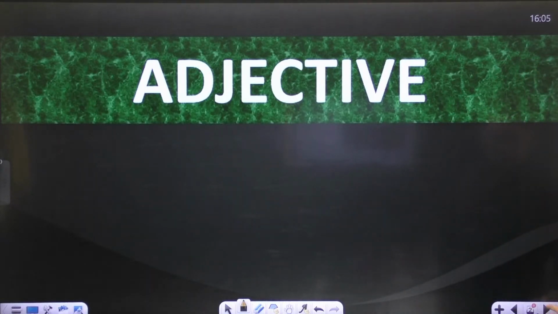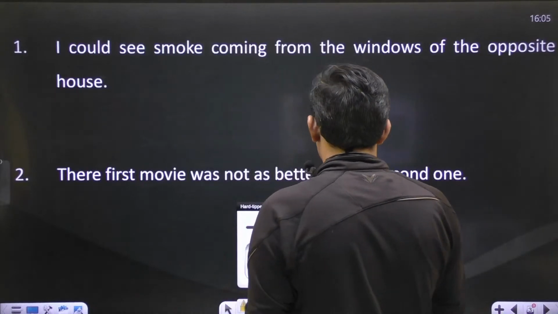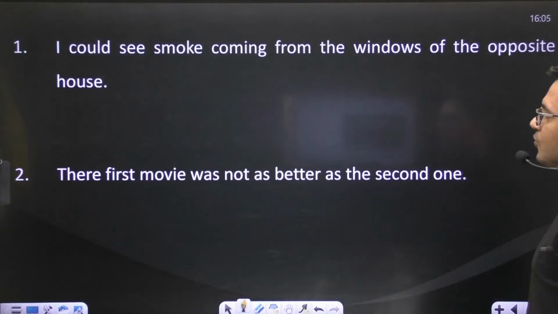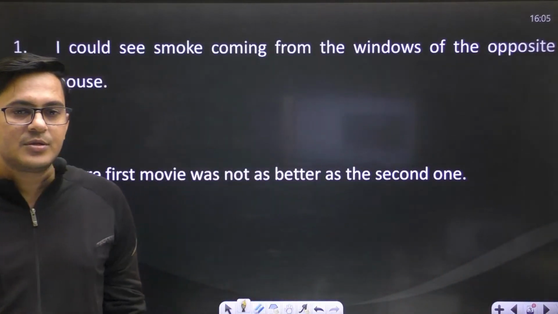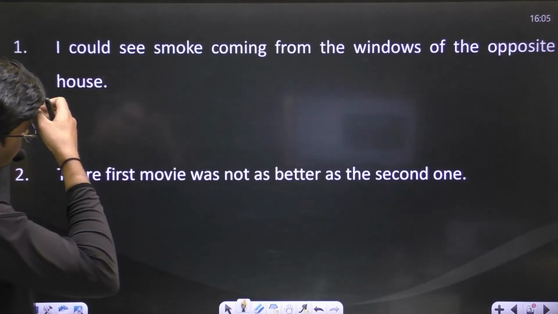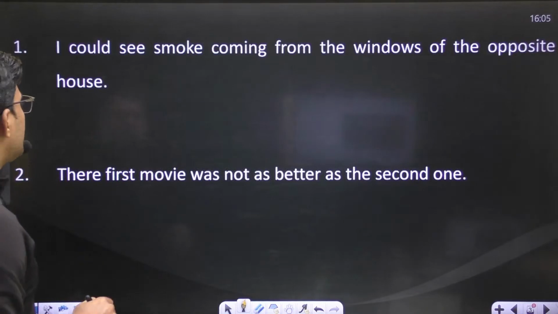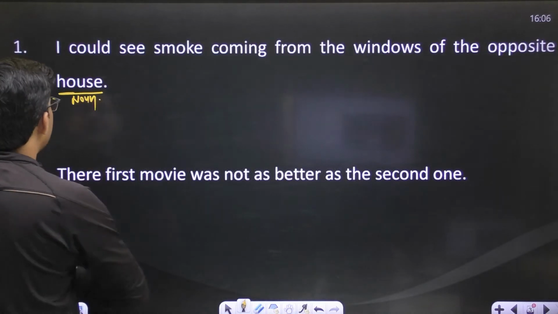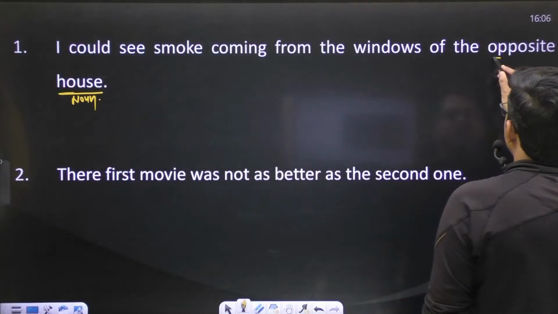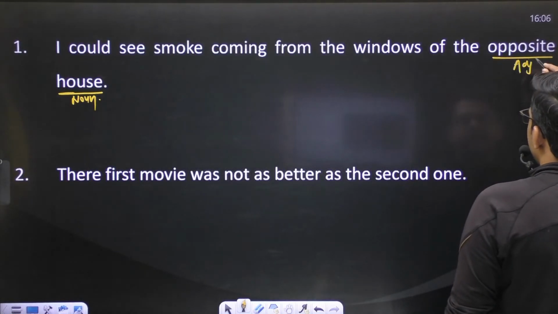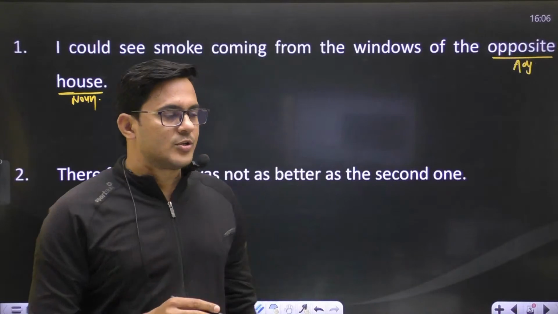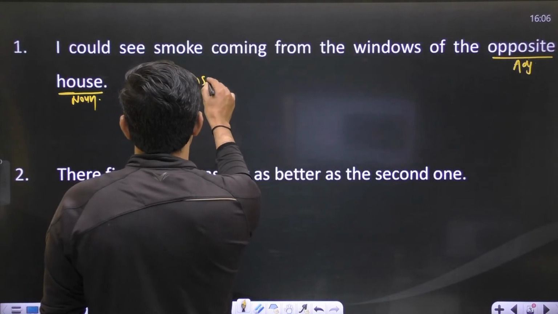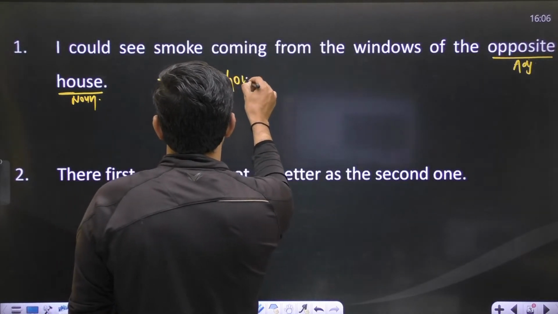So let us start. Adjective, first sentence: I could see smoke coming towards the windows of the opposite house. This is a very nice question. In this sentence you have a noun, and the noun is house. Before this noun, the word opposite is an adjective. You know what the concept is? We have a phrase, opposite house.